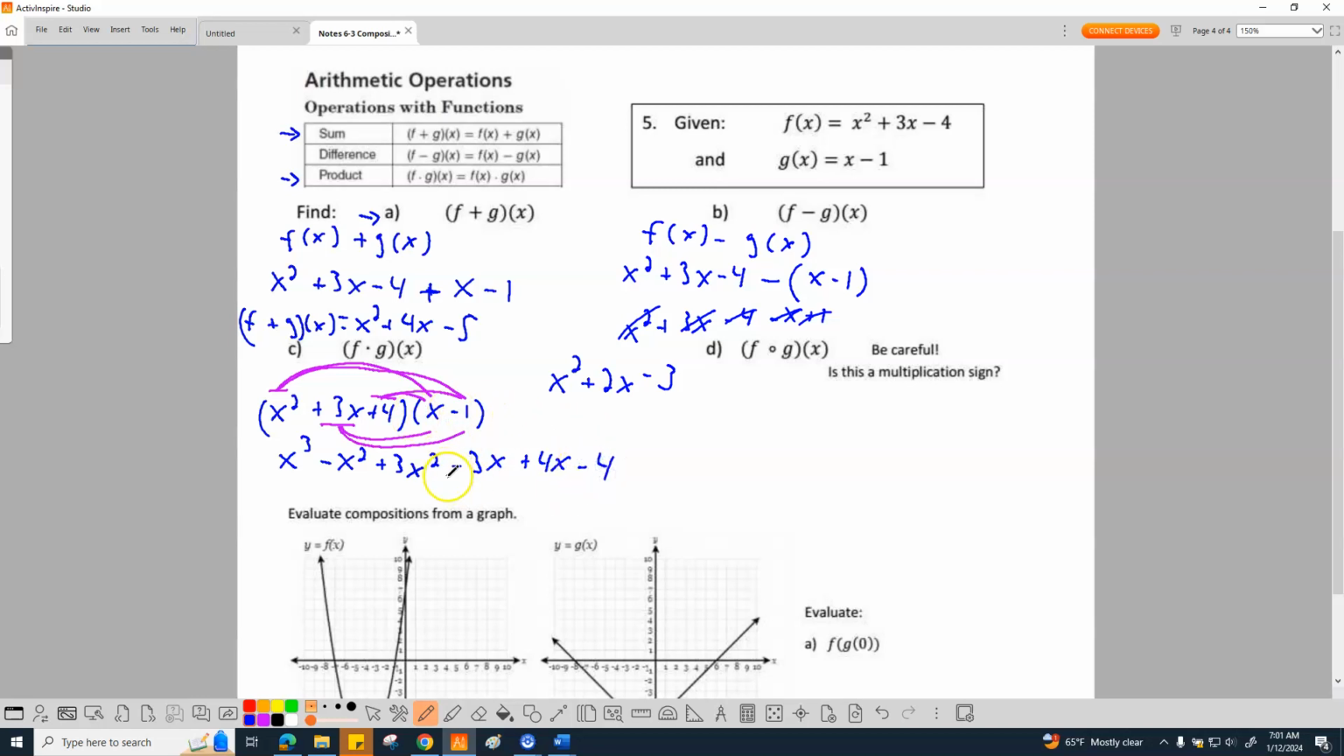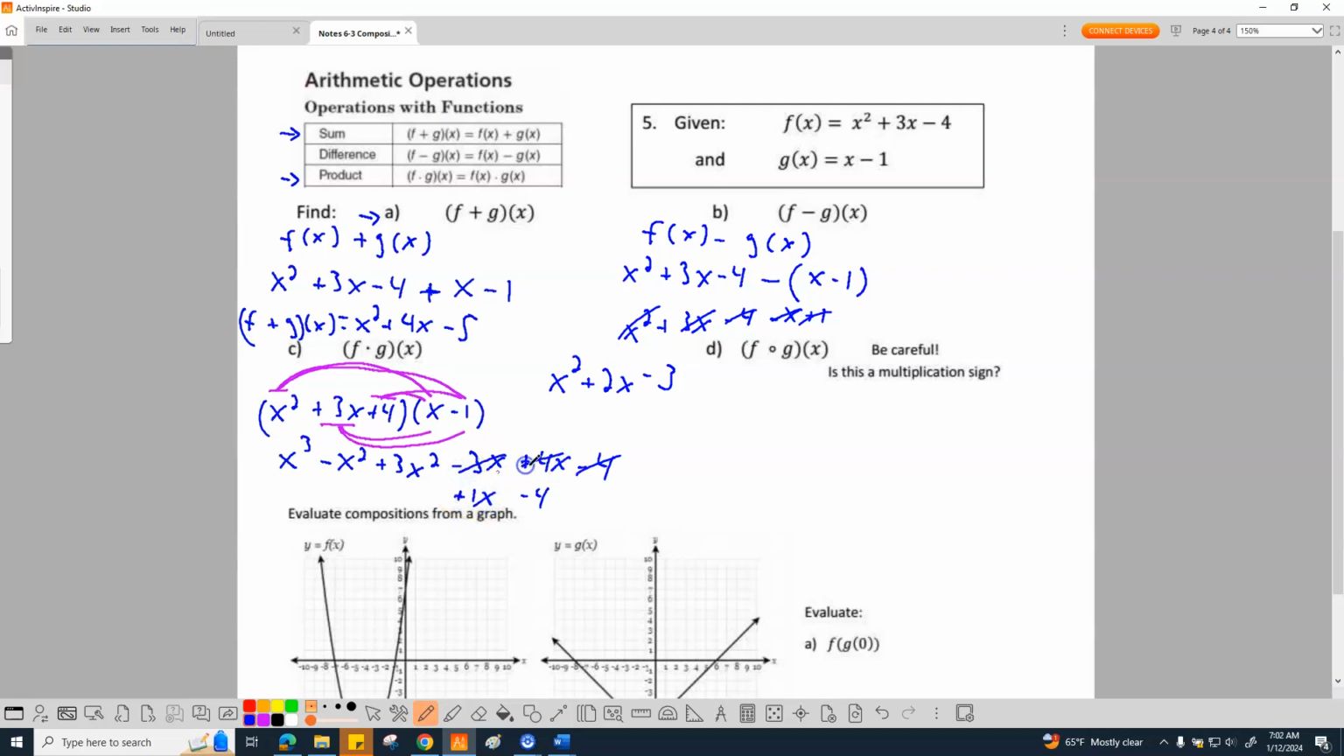Now I have to go back and put all my terms together. The dangling numbers, I have a -4. That's awesome. Only have to worry about that there. The x's, how many x's do I have? I have a -3 and a +4. So that's going to end up being 1x. So I'm going to write the positive 1x right here.